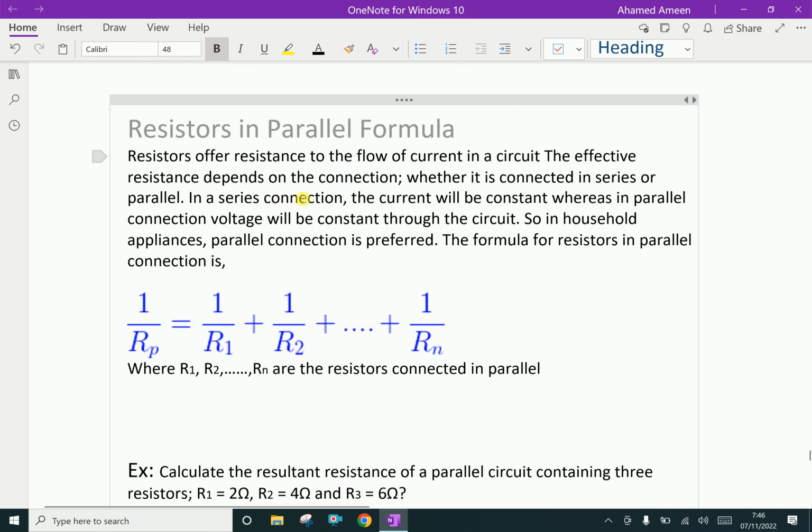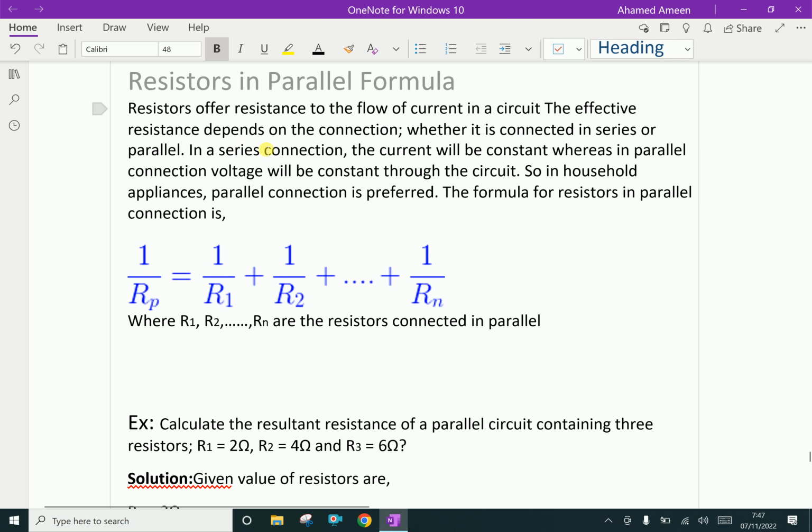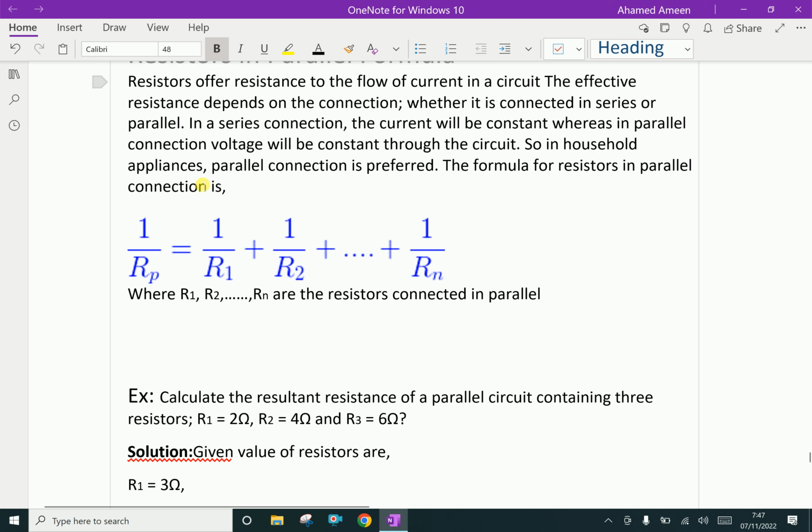Here, the resistors in parallel formula. Resistors offer resistance to the flow of current in a circuit. The effective resistance depends on the connection, whether it is connected in series or parallel. In a series connection, the current will be constant, whereas in a parallel connection, the voltage will be constant through the circuit. So, in household appliances, parallel connection is preferred because each appliance should have different control. That means you have to use different switches for appliances, so we can switch them on and off by our individual preference.